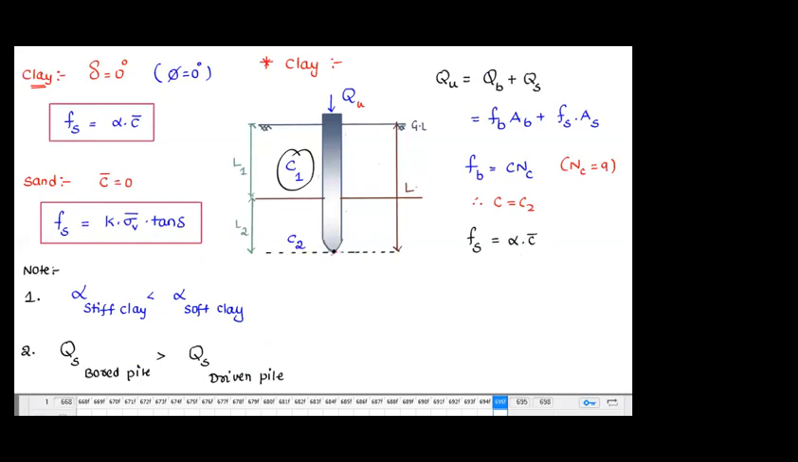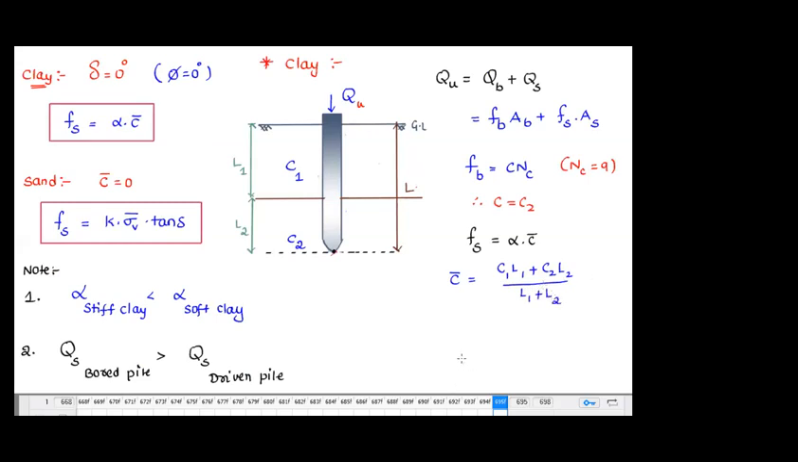No, because up to a certain length L1, the cohesion is C1, and in the length L2, the cohesion is C2. So you have to take the weighted average. And what is this weighted average? The C bar, the weighted average, is nothing but C1 L1 plus C2 L2 by the total length L1 plus L2.